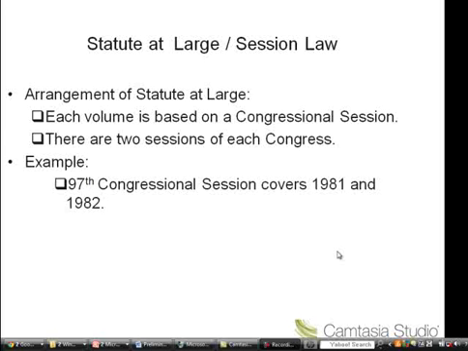Each Congress covers a period of 2 years. Each Congress is also divided into first and second session. Slip laws for each session are compiled as a volume of statute at large.